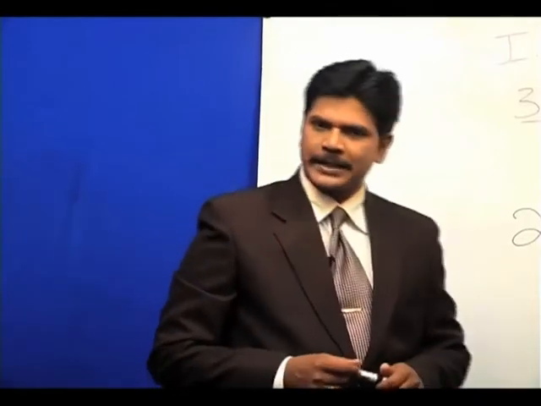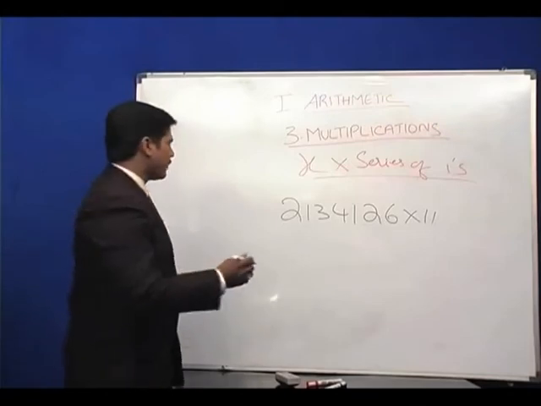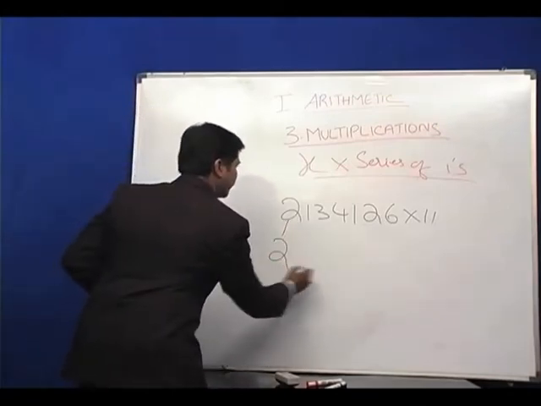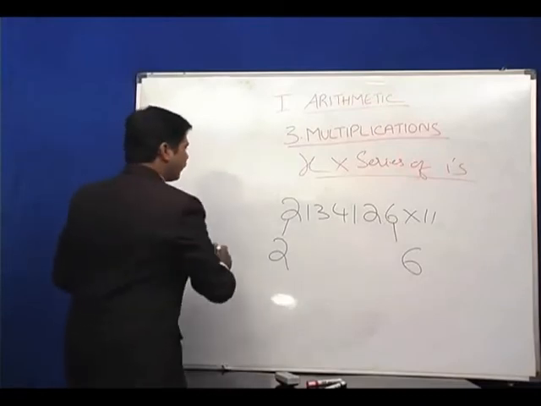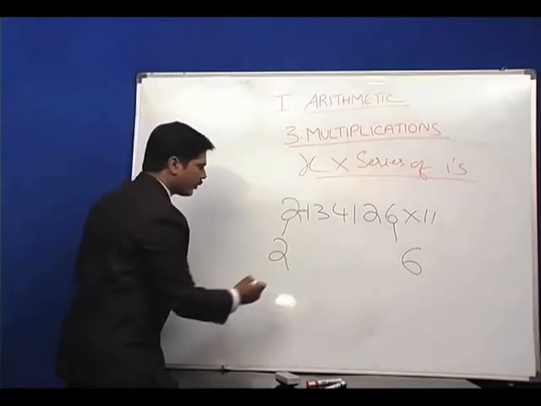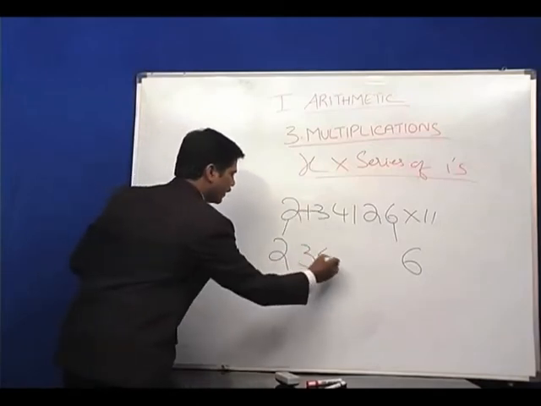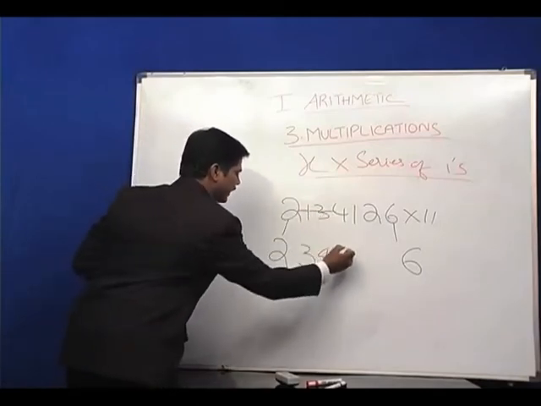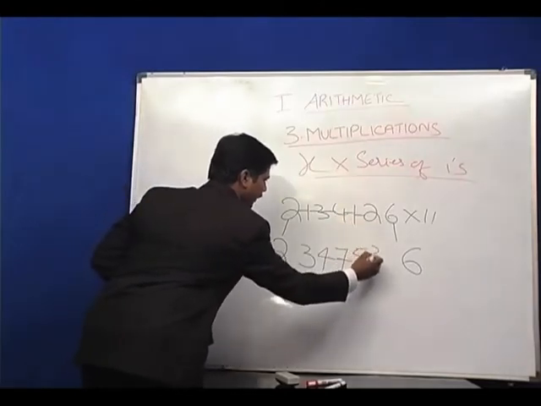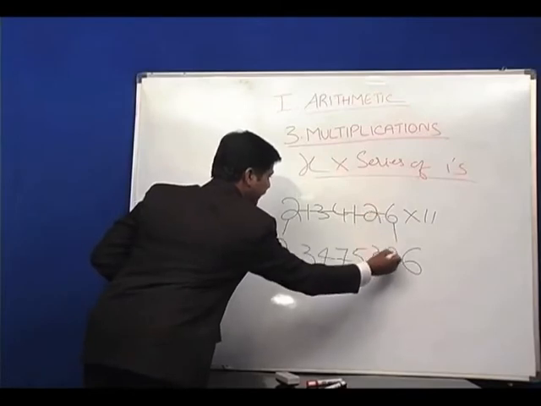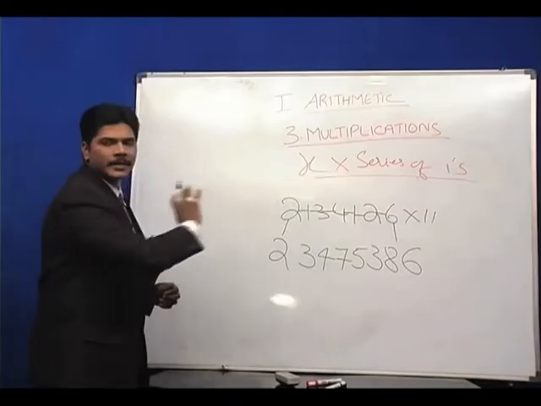Okay, now let's see one more example. Given number times 11. So the first step is drop the first number and the last number as it is down. Now add the first number to the second number. Add 2 plus 1, we get 3. Write 3 out here. Then add 1 plus 3, you get 4. Write 4 here. Then add 3 plus 4, you get 7. Write 7 here. Then add 4 plus 1, you get 5. 1 plus 2, you get 3. And 2 plus 6, you get 8. And the last number 6 you drop before only. And that's the final answer.